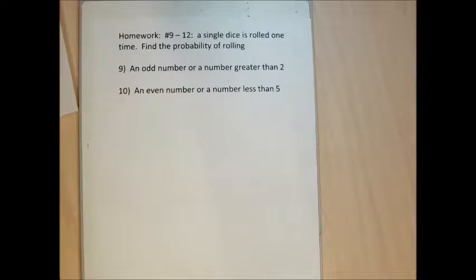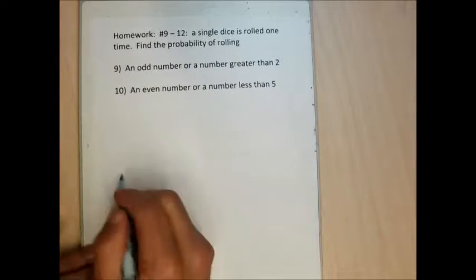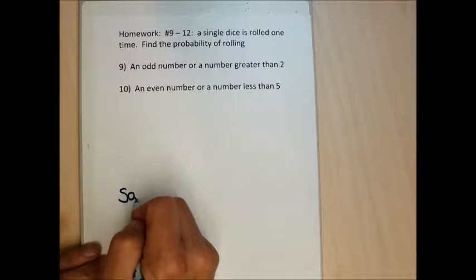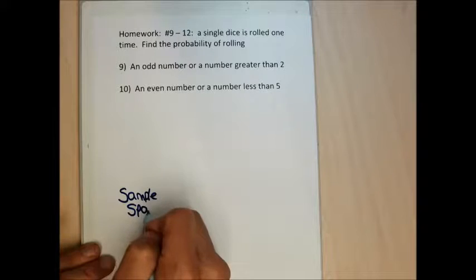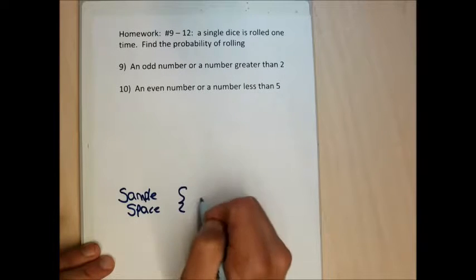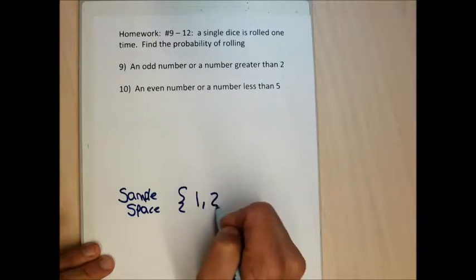All right, so for 9 through 12, it's a different experiment. It's rolling a single dice. And when we roll a single dice as opposed to a pair of dice, the sample space of what could come up, the sample space for rolling a single dice is, you can get the numbers 1 through 6.